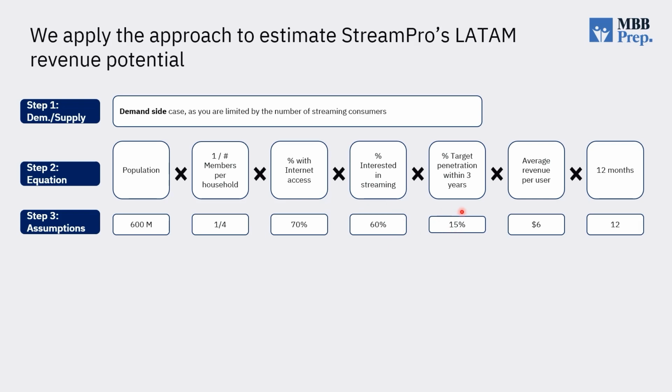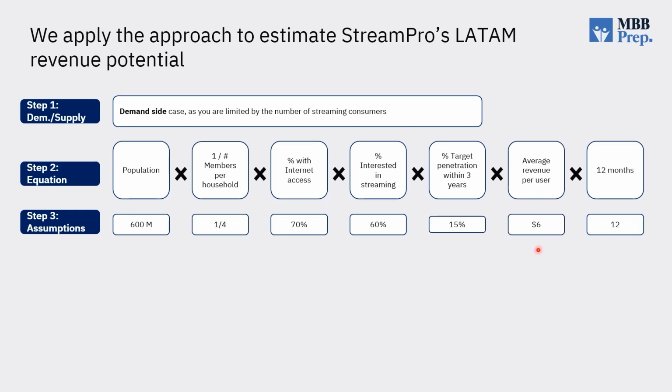Then I would consider that, let's say, StreamPro enters the market in the first year, and in a 3-year period, let's assume they're able to garner 15% of the market, right? Because they are a large streaming company, they might have attractive, unique content, and therefore 15% of the market could be captured. I will assume an average revenue per user.